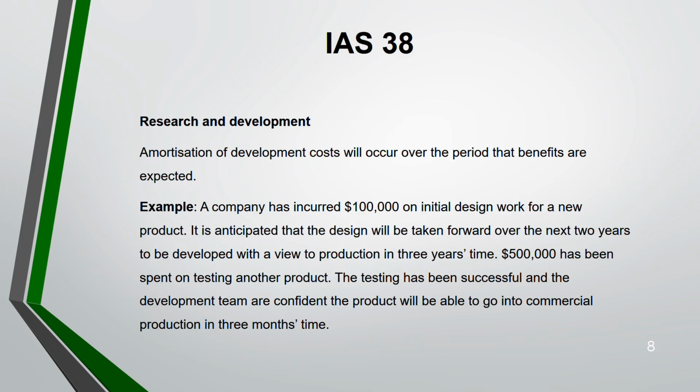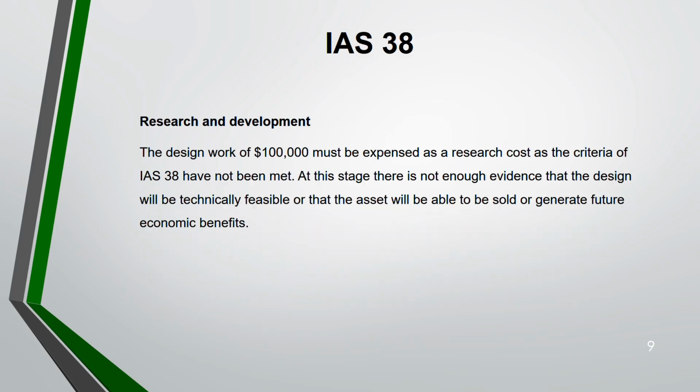Example: let's say a company has incurred 100,000 on initial design work for a new product. It is anticipated that the design will be taken forward over the next 2 years to be developed with a view to production in 3 years' time. And 500,000 they have spent on testing another product. Testing is successful. The development team are confident that the product will go ahead and it will become a commercial production in 3 years' time. So what happens?